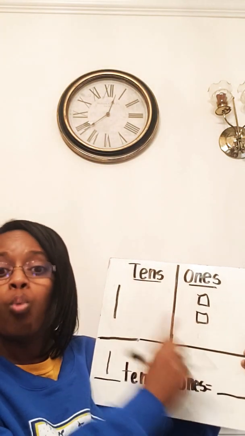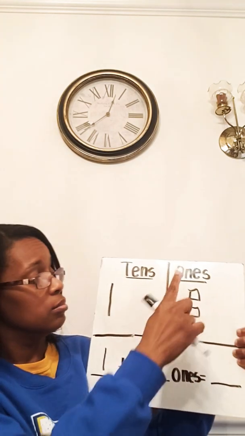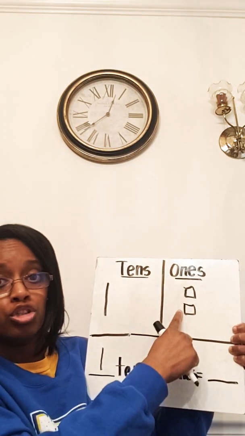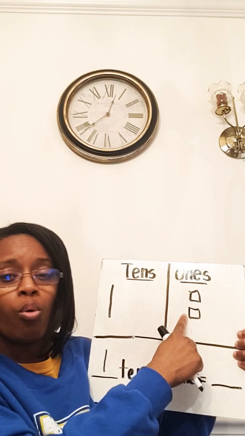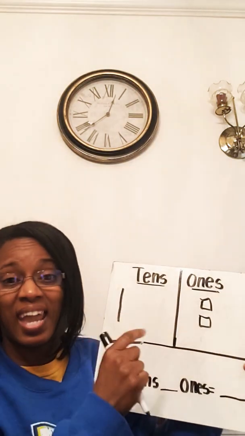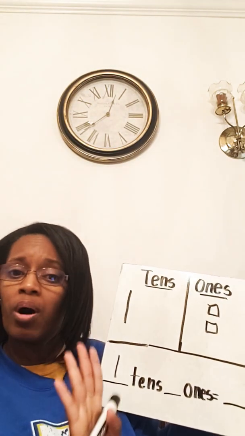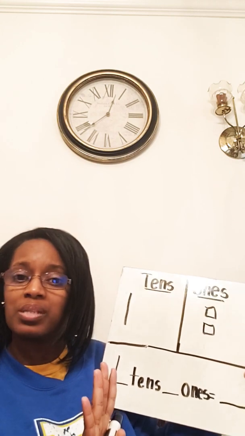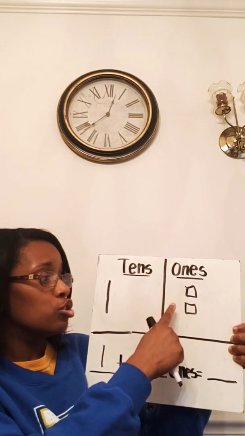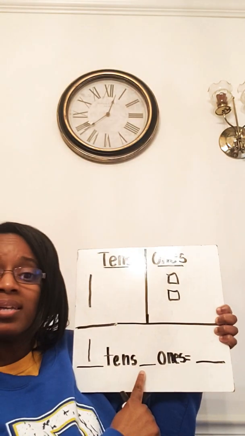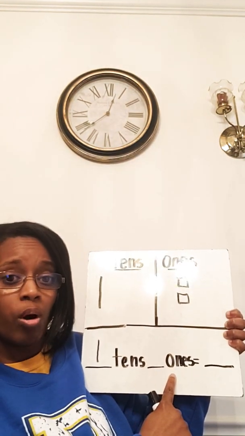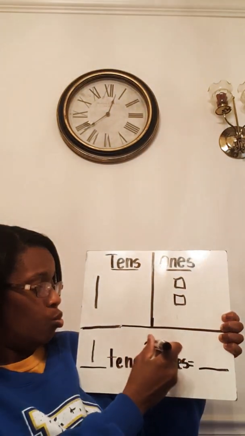How many ones do you see? 1, 2. And if you notice, my ones are not together because they're separate. Ones kind of stand by themselves. They're separate. So I see 2 ones. So right where it says blank ones, I'm going to write 2 ones.